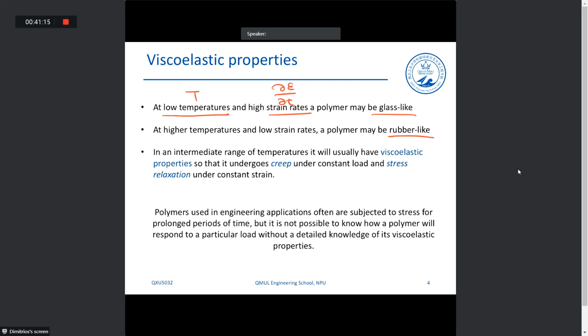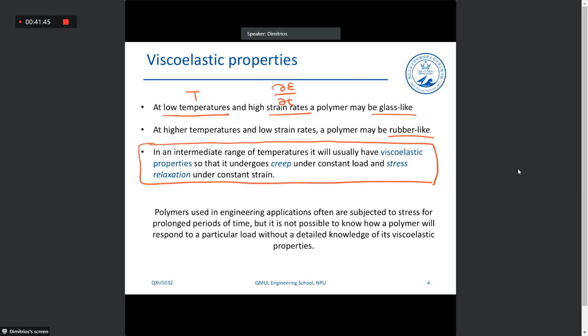Creep and relaxation are part of the viscoelastic properties of a polymer, okay? Because we're generally in an intermediate range of temperatures and strain rates. And obviously, creep, as I told you, is very important for practical engineering applications because polymers are generally used in applications that are under stress for long times.